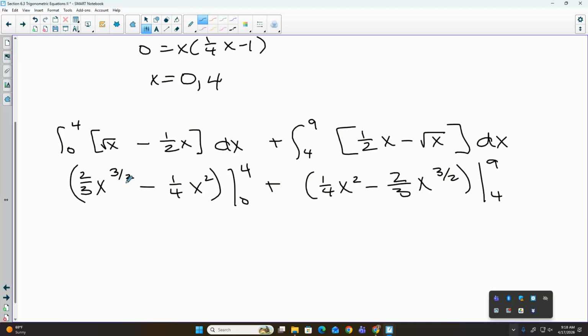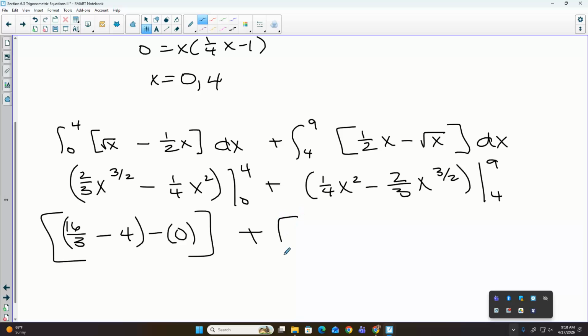So plug in. Square root of 4 is 2, cubed is 8, so we get 16/3 minus 4. Minus, put in 0, we get 0. 9 squared is 81, so 81 over 4. Squared minus 3, cubed is 27, times 2/3 would be 18.